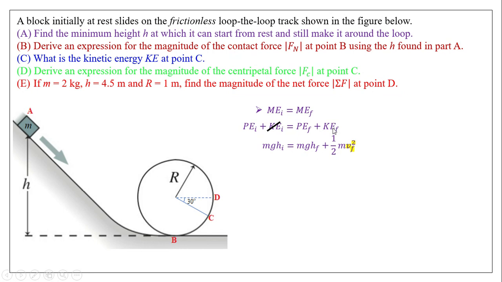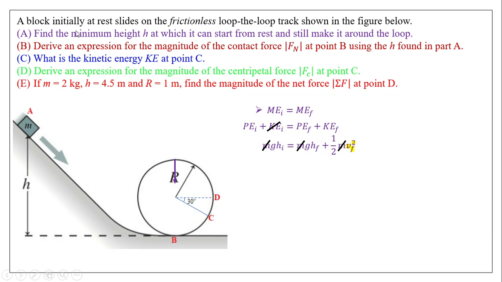Okay. KEf here is just 1/2 mvf squared. As you can see here, mass cancels out. It appears in every term. The only thing that I have to really figure out is vf squared, which I highlight in yellow for you here. I'm trying to find hi. Here, I know what hf is. hf is just going to be 2R because the diameter of the circle here would just be 2 times the radius. So hf here would just be 2R.